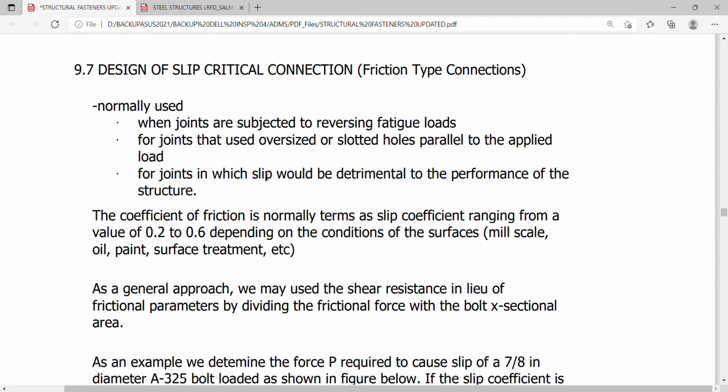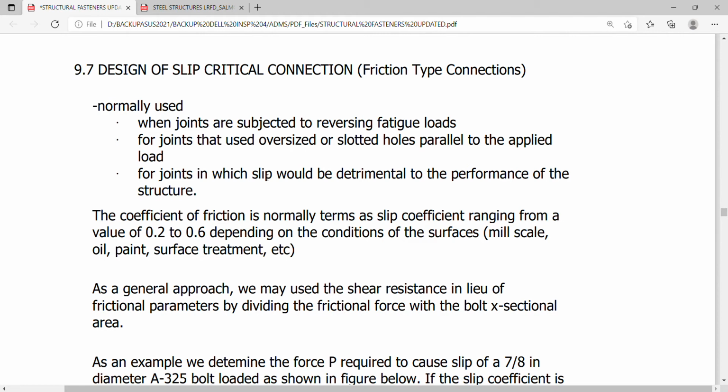So also for joints in which slip would mean detrimental to the performance of the structure or maybe the non-structural components, when the connections are carrying components which are likely to be damaged by the movement or the slip of the members involved in the connection.